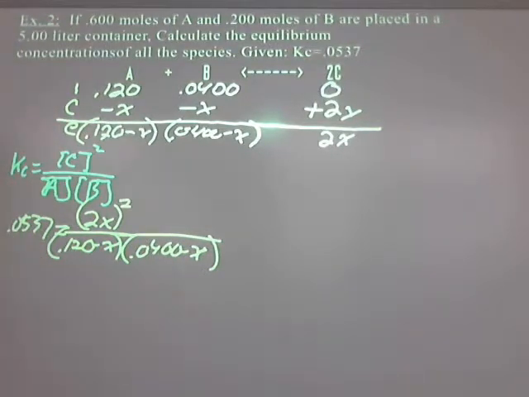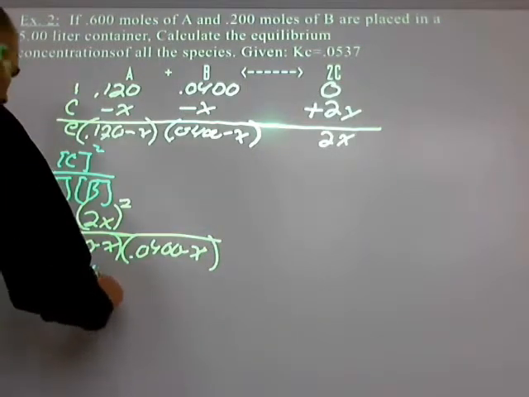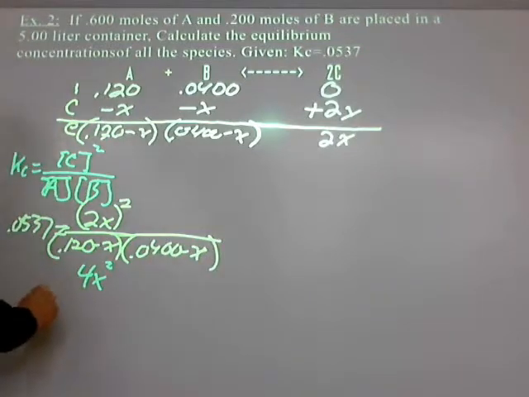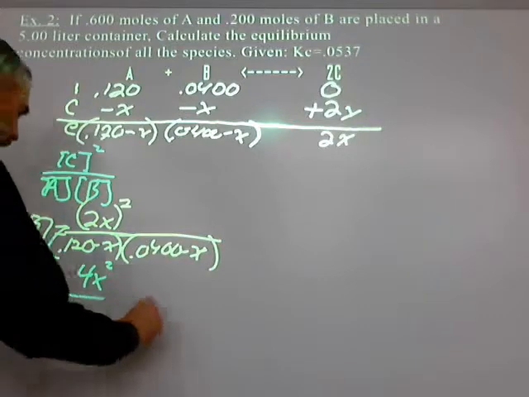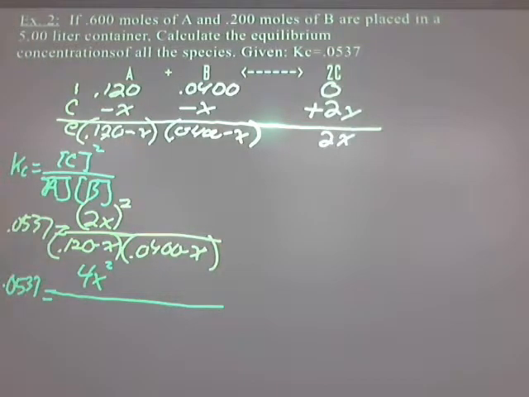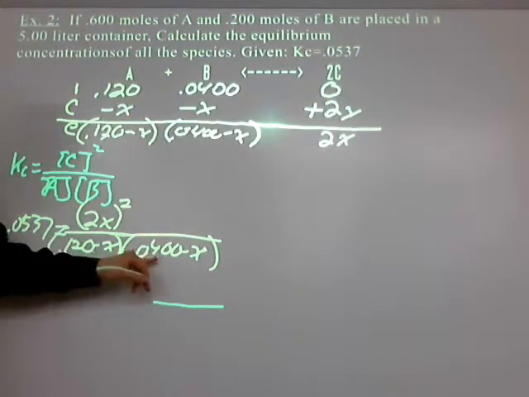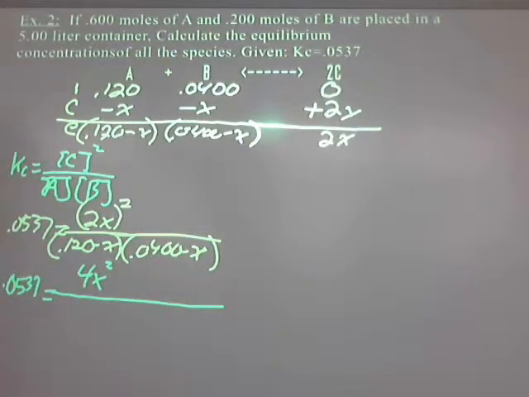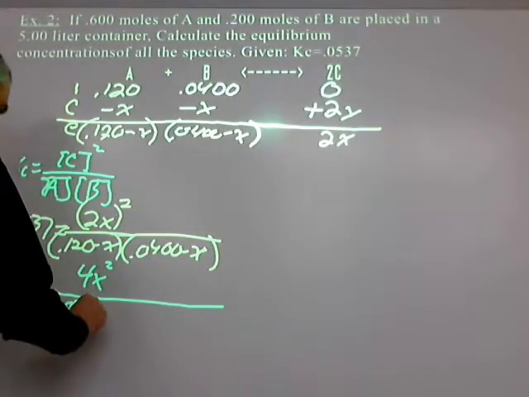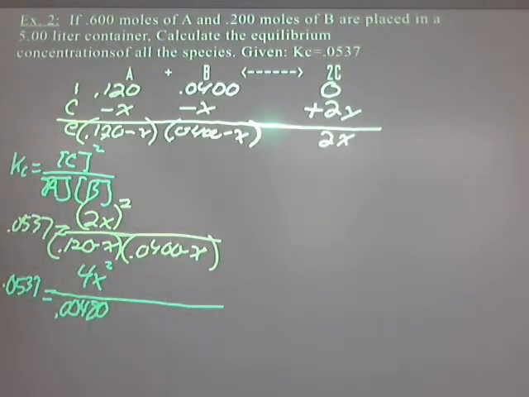So let's switch to green again. What's 2x quantity squared? It's not 2x squared. It's 4x squared. So 4x squared over, by the way, this doesn't change it. It's still 0.0537 equals 4x squared over, now let's FOIL those. What's 0.120 times 0.040? 0.0048. Does everybody get that? Yeah. 0.00480.